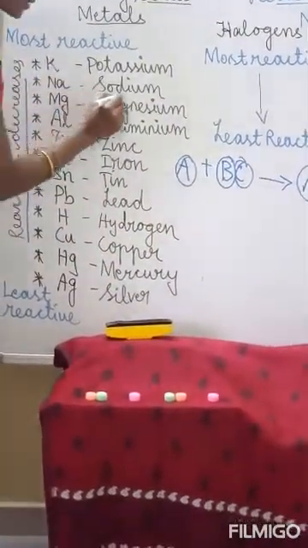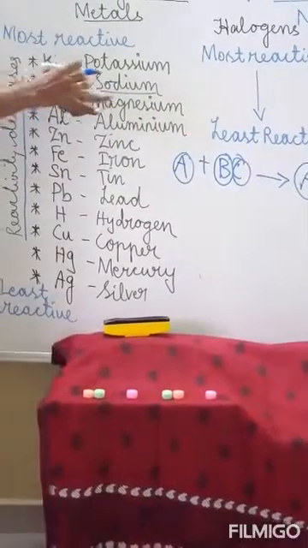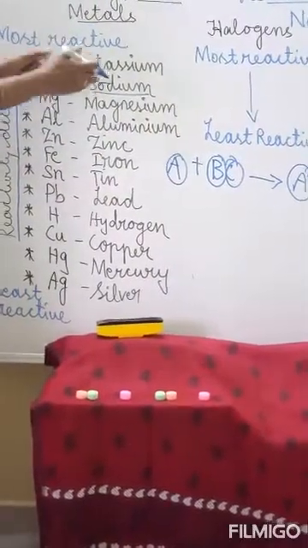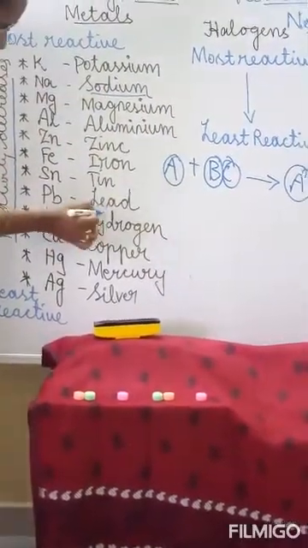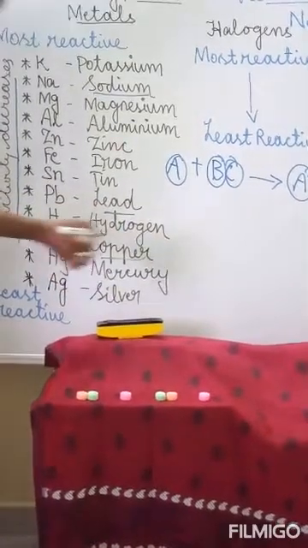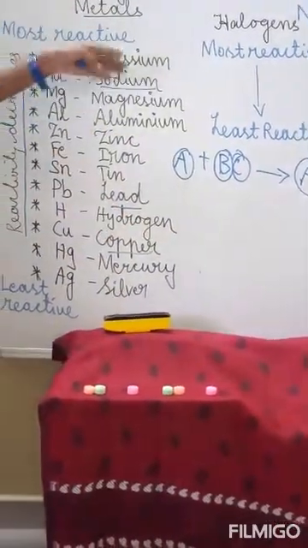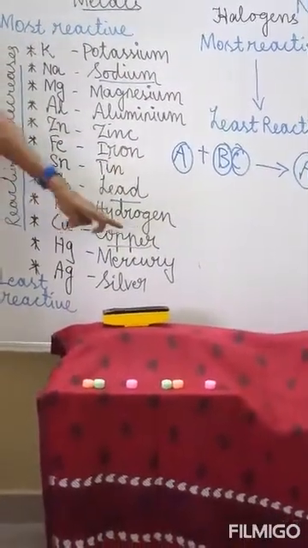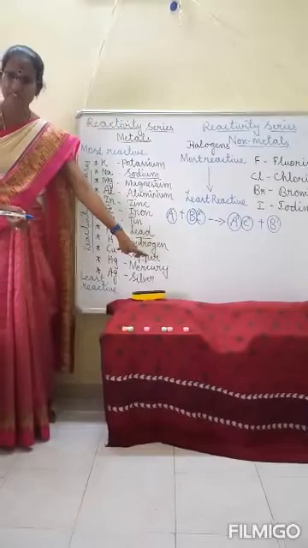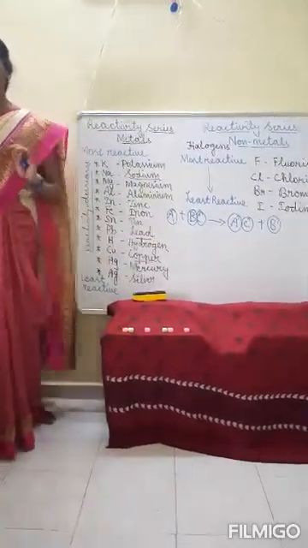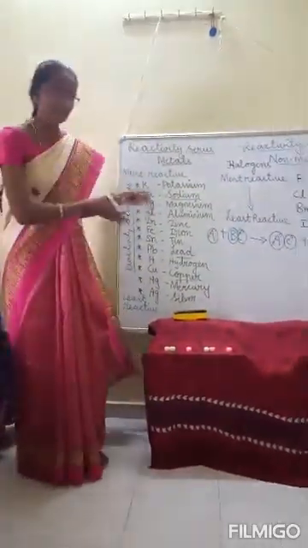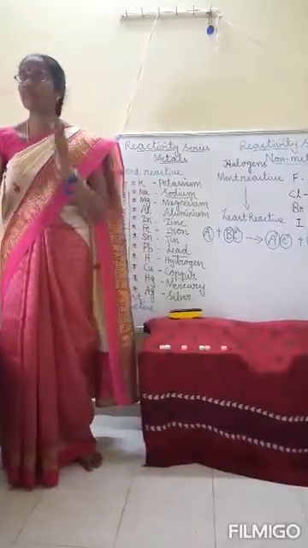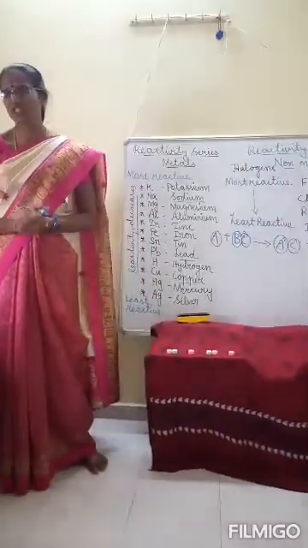Here sodium, if we take this sodium, is more reactive than lead or otherwise copper. Okay, so sodium is more reactive than lead or copper. And also we have hydrogen here in this list. Even though hydrogen is a non-metal, it is in this list. Why? Because it is electropositive in nature.